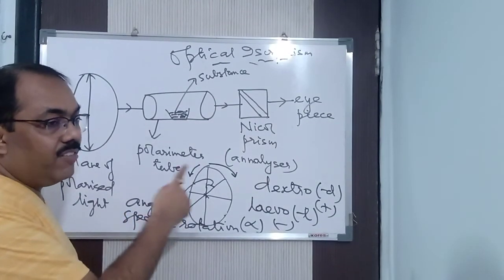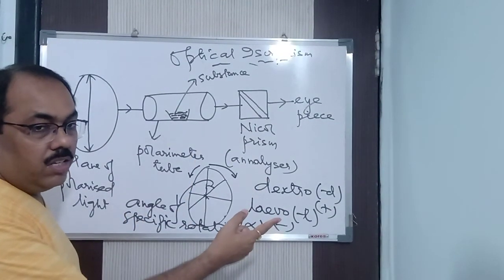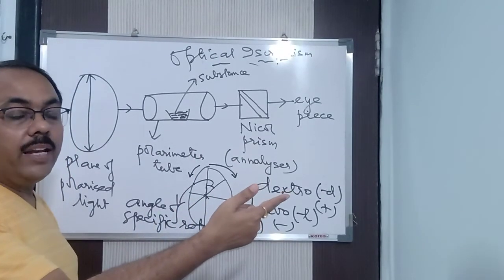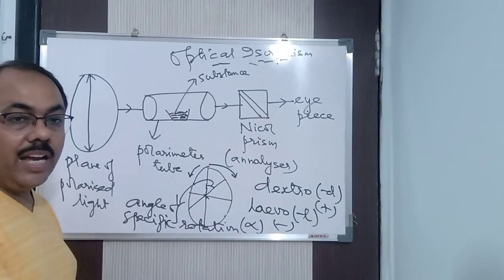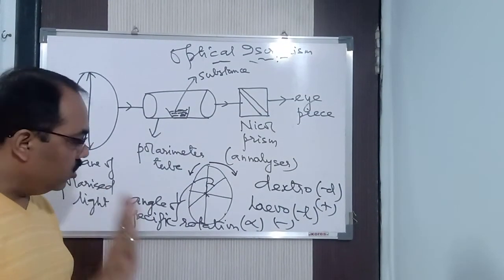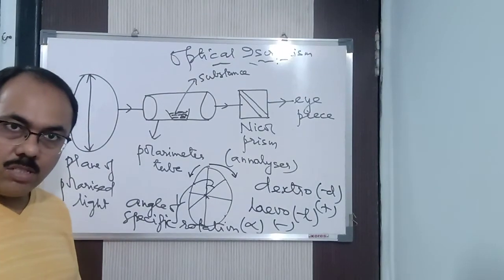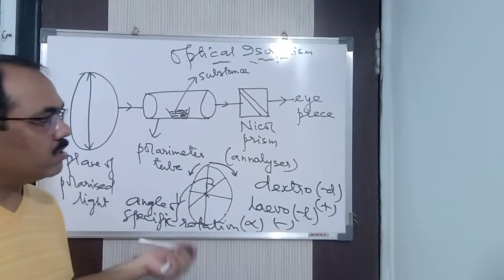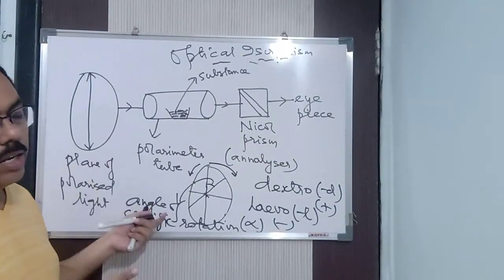The one which has more angle of specific rotation is more optically active. In this way you will arrange them, and you will find out which compound is more optically active and which compound is less optically active. Got it now? What is the use of the angle of specific rotation? How do you find it out? In this way. So this is completely a practical part.